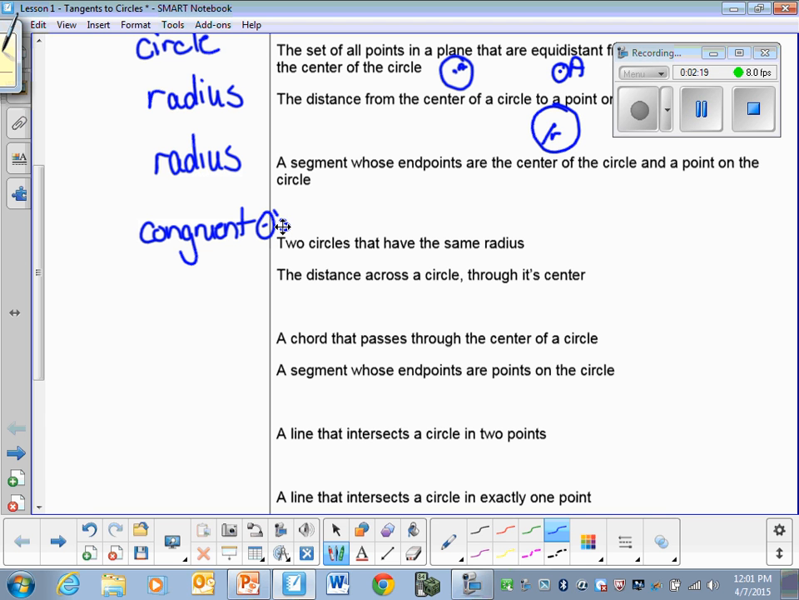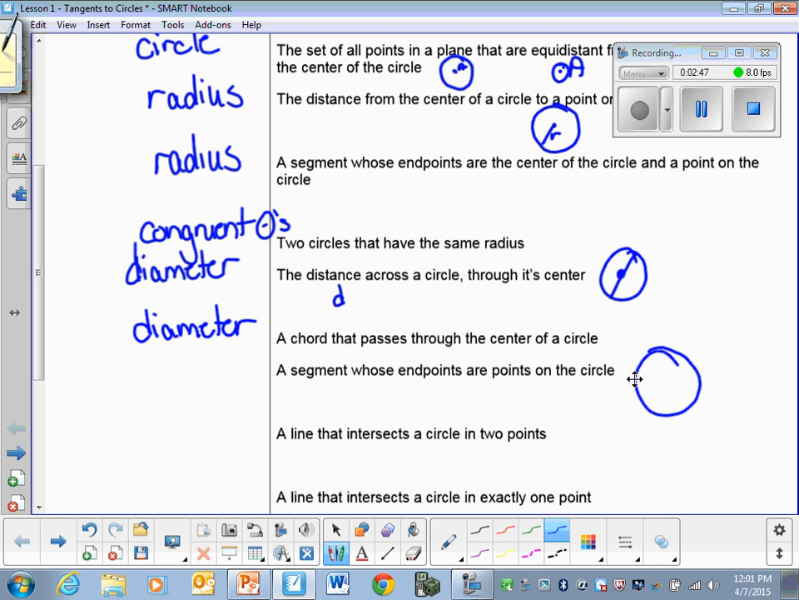The distance across the circle through its center is the diameter. Again, something you should remember from elementary school. And diameter is lowercase d. A chord that passes through the center of the circle is also a diameter. A chord is a segment whose endpoints are on the circle.